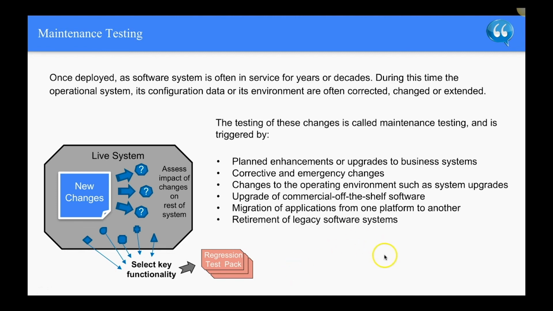So in this graphic here, we're representing the live system. Within the live system, there will be some new changes that you need to investigate, and you need to assess the impact, the changes, and the risks. And within this live system, you select some key functionalities that you will include in your regression test pack. We talked about regression tests previously, and that's how we classify maintenance testing.